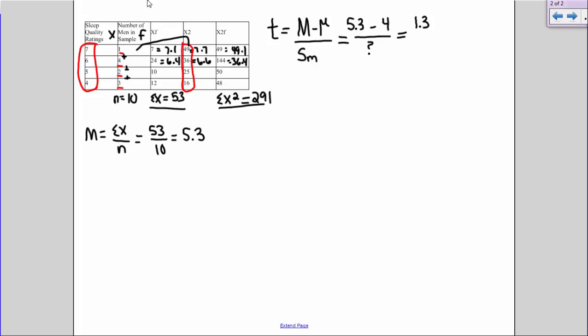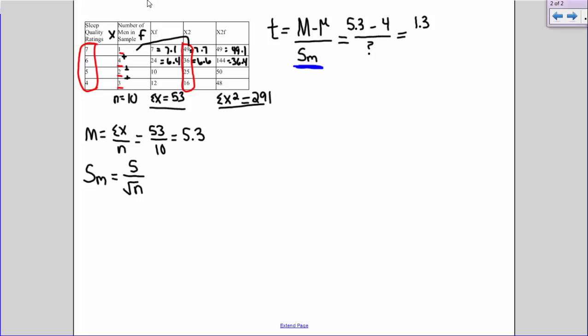We have to compare that observed difference to the difference we would expect to see just due to chance, even if exercise had no impact on sleep quality. In other words, we need to compare that to our standard error, or our estimated standard error. So I'm going to go ahead and write down my standard error formula. The one I'm going to use is the standard deviation divided by the square root of the sample size.